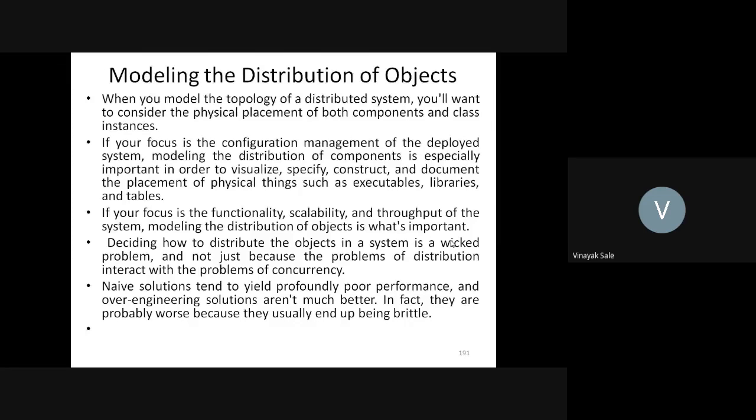Deciding how to distribute the objects in a system is a big problem, and not just because the problem of distribution interacts with the problem of concurrency. Naive solutions tend to yield profoundly poor performance, and over-engineered solutions are not much better. In fact, they are probably worse because they usually end up being brittle.